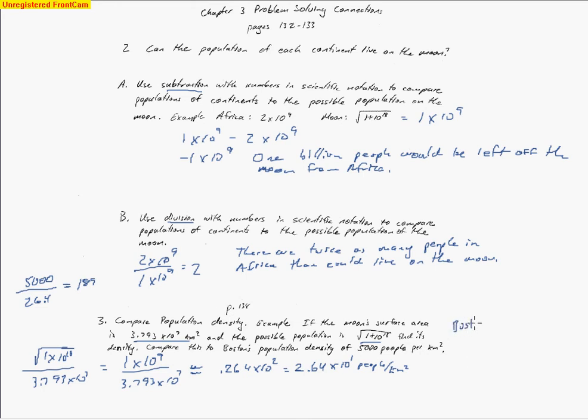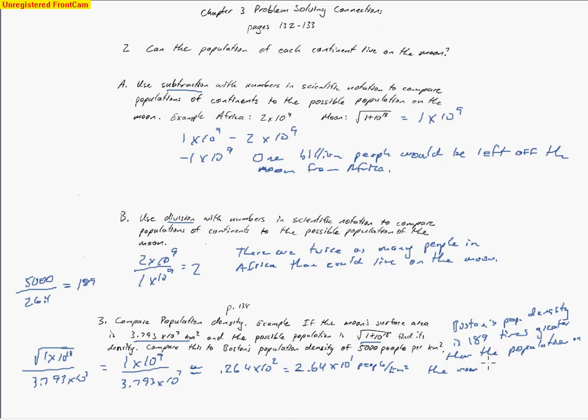So we say Boston's population density is 189 times greater than the population on the moon, or what the possible population on the moon would end up being.